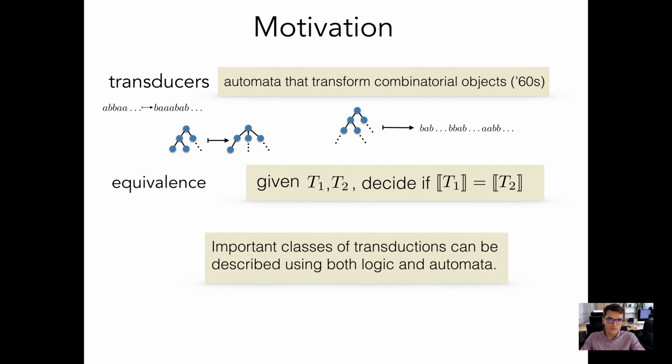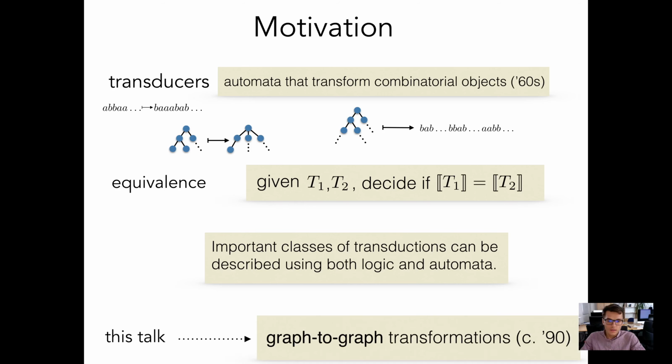Important classes of transductions, such as streaming string transducers or streaming tree transducers, can be defined using both logic and automata. A logical description is a high-level description that lets one define transformations a little bit like in natural language. And automata, on the other hand, are a low-level description that can be tested algorithmically, for example, for equivalence. In this talk, we will be approaching the problem of equivalence of graph-to-graph transformations which are defined using logic.